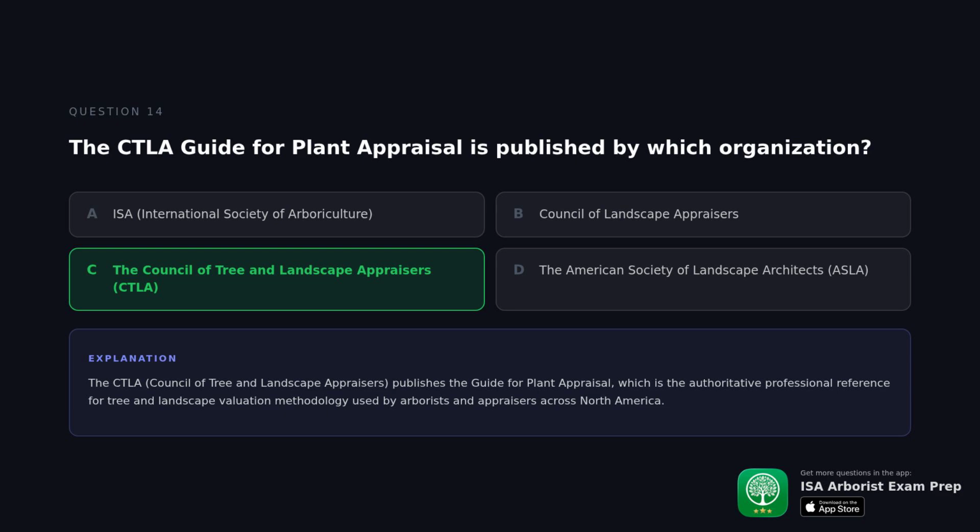The correct answer is the Council of Tree and Landscape Appraisers, CTLA. The CTLA publishes the Guide for Plant Appraisal, which is the authoritative professional reference for tree and landscape valuation methodology used by arborists and appraisers across North America.